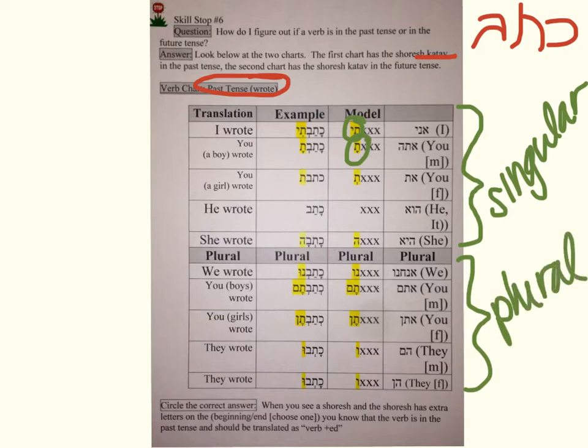So now go ahead and take a moment to pause the video and circle the correct answer for this question at the bottom. When you see a shoresh and the shoresh has extra letters on either the beginning or the end, choose one, you know that the verb is in the past tense. So you circle either beginning or end for whichever is correct right here.